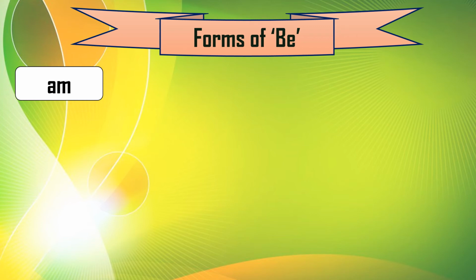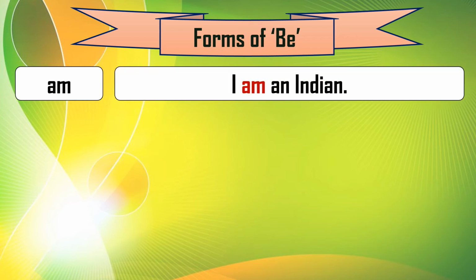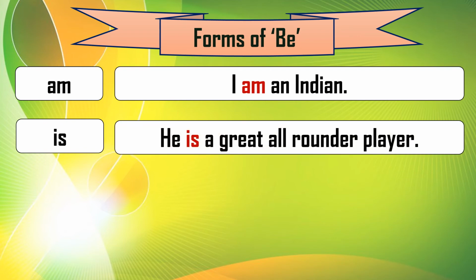So am. I am an Indian. It does not need any other main verb. It can be a meaningful sentence. You can form a meaningful sentence with the am, with this auxiliary verb. It is a form of be. Then the next form of be is is. These are very commonly used forms. He is a great all-rounder player.